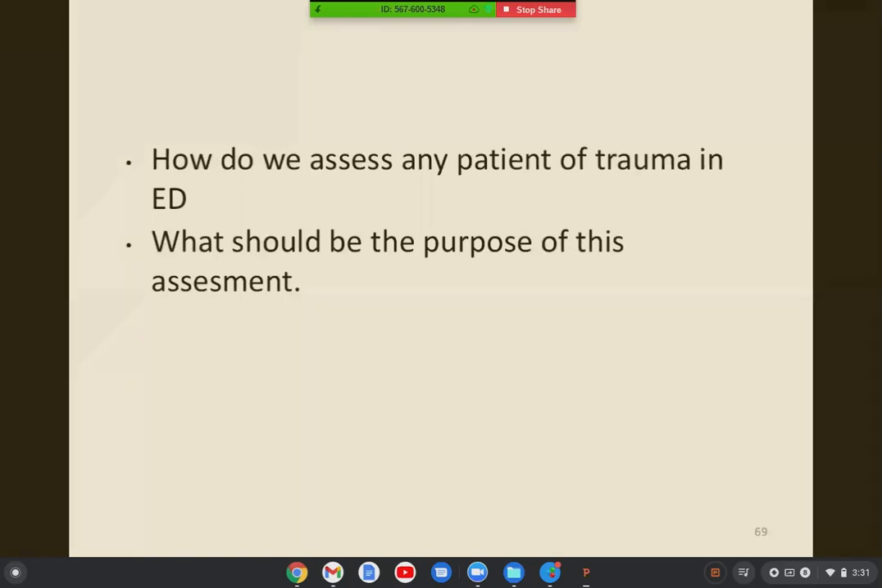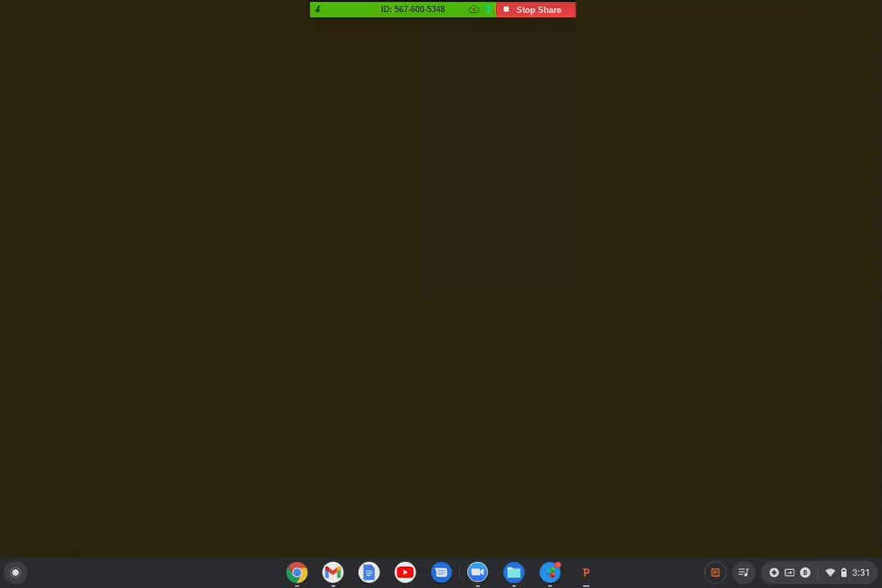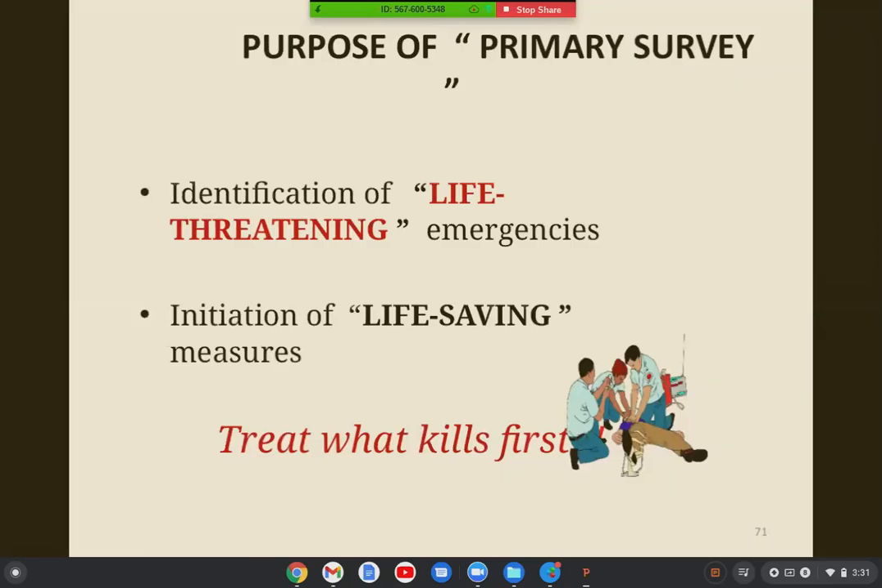How do we assess any patient of trauma in emergency, and what is the purpose of such assessment? We assess trauma in emergency under the rule of A, B, C, D, E. That is airway maintenance with restriction of cervical spine motion, breathing and ventilation support, circulation with hemorrhage control, disability with prevention of secondary insult, exposure with temperature control. Our purpose is to identify life-threatening emergencies and save the life. You should always treat first what kills first.